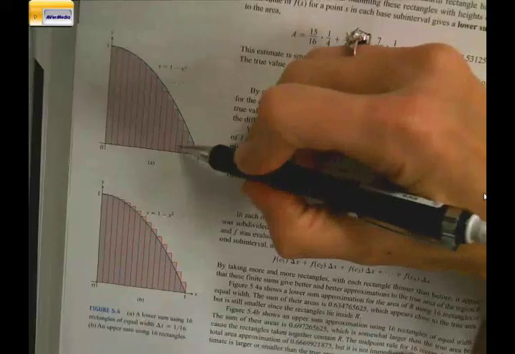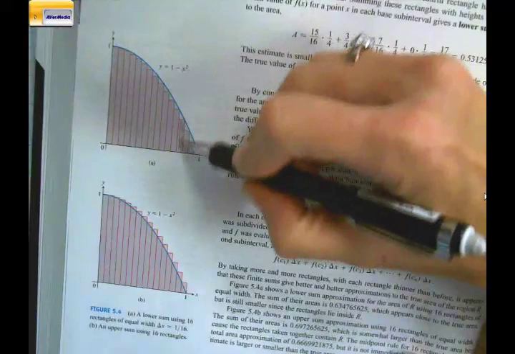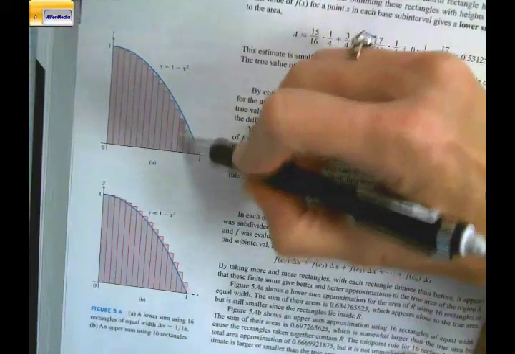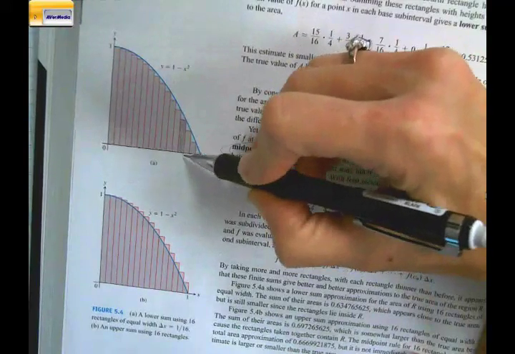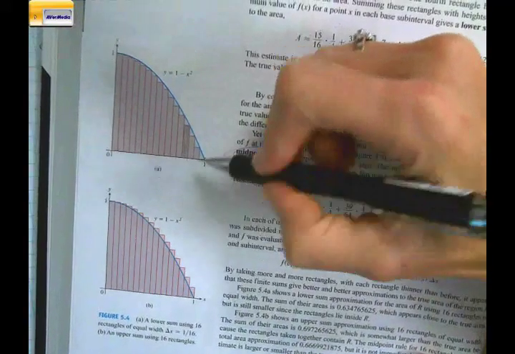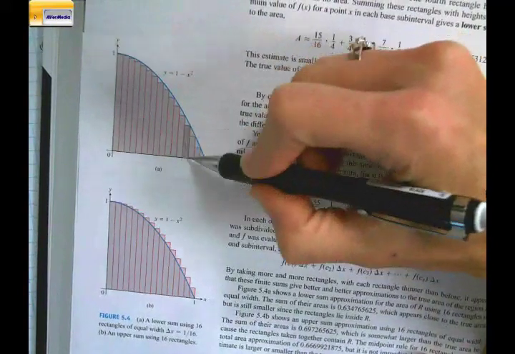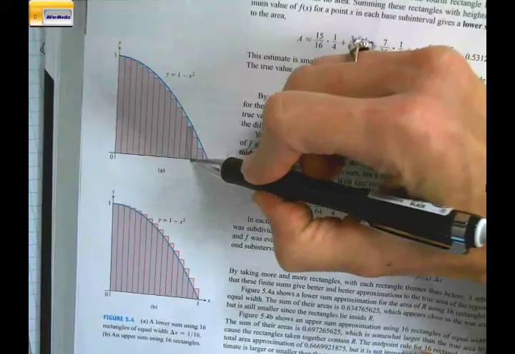Look at this one right here. Look at this rectangle. Is the height of this rectangle computed using the right endpoint or the left endpoint of the rectangle? Right. So this one is the right endpoint sum because the height was based on the right side of the rectangle. Okay?